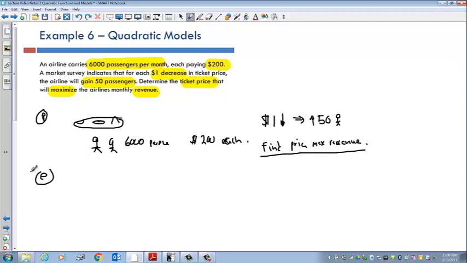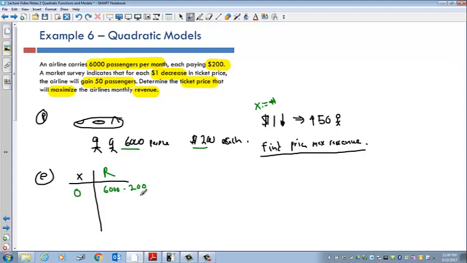So what I need is a revenue equation, and then I'm going to search for that price. I'm going to make a little table basically, because I know some things, and I have an input value and an output value. So I'm going to let X be the number of $1 decreases. There are all kinds of ways of doing this. So X is defined to be the number of $1 decreases. When X is 0, you're going to get out some revenue, R. If you have 0 $1 decreases, you have 6,000 people, each paying $200. So over here you can write 6,000 times 200. And that's your revenue. 6,000 people and $200 per person.